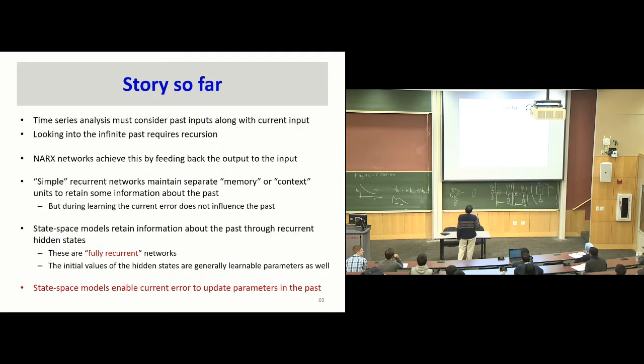So, time series analysis must consider past inputs along with current inputs, and looking into the infinite past requires recursion. We've seen that Knox networks achieve this recursion by reusing the output. Simple recurrent networks maintain memory or context units. The last bit we saw was that state space models retain information about the past through recurrent hidden states. These are fully recurrent networks. And the initial values for these hidden states are generally also learnable parameters, right? And state space models enable current error to update parameters in the past, and we will see how this is.